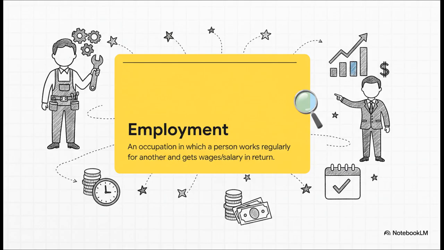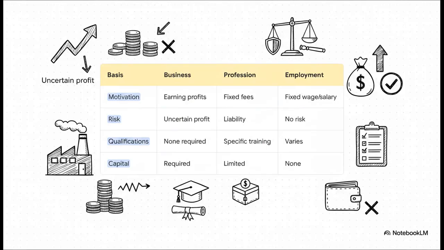This is probably the one most of us are familiar with. It's a straightforward deal. You work for someone else, a person or a company, you follow their rules, and they pay you a regular salary or wage for your time. This could be anyone from a barista at Starbucks to a programmer at Google. This table is awesome because it lays it all out side by side. Just look at the differences here.